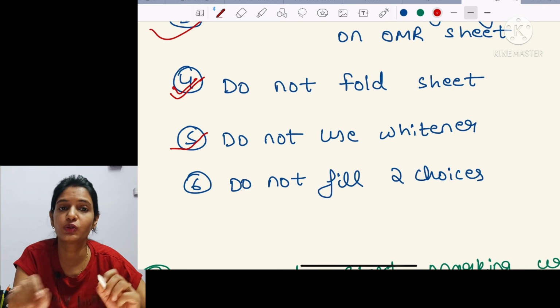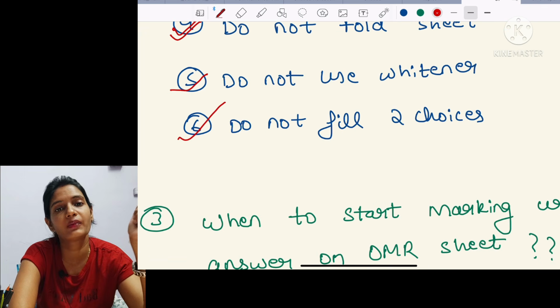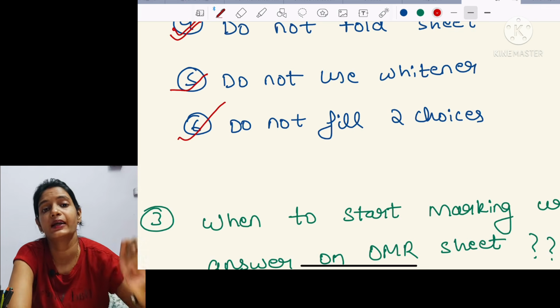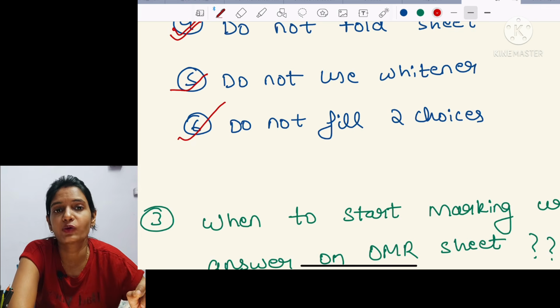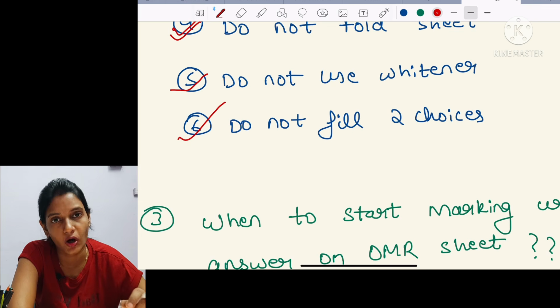Next is do not fill two choices. Suppose you have marked B as the answer in the first option and you mark C also, that question is going to be counted as wrong. It is going to give you negative marking. So do not mark two answers in a single question. Only one option would be correct for each and every question.